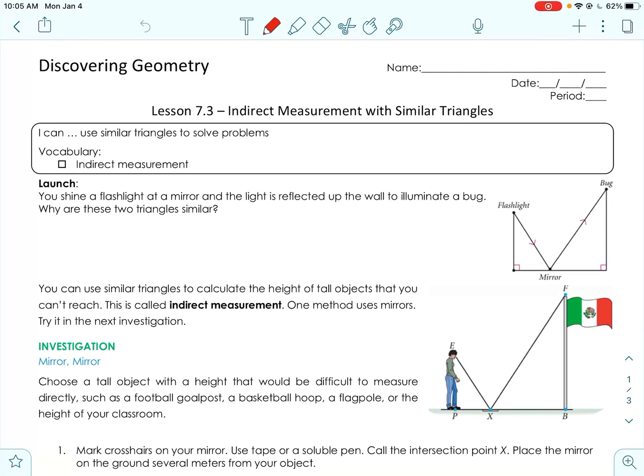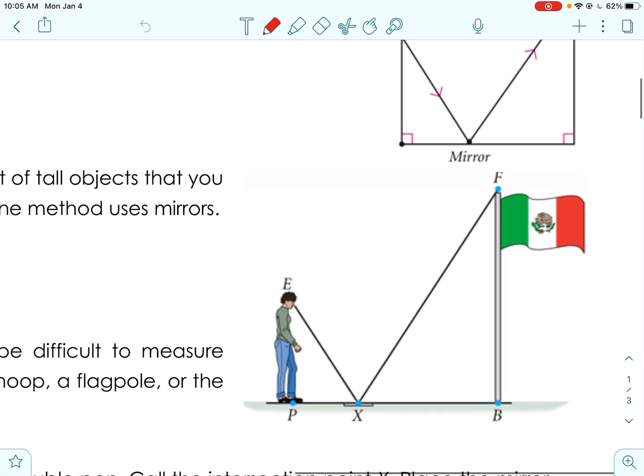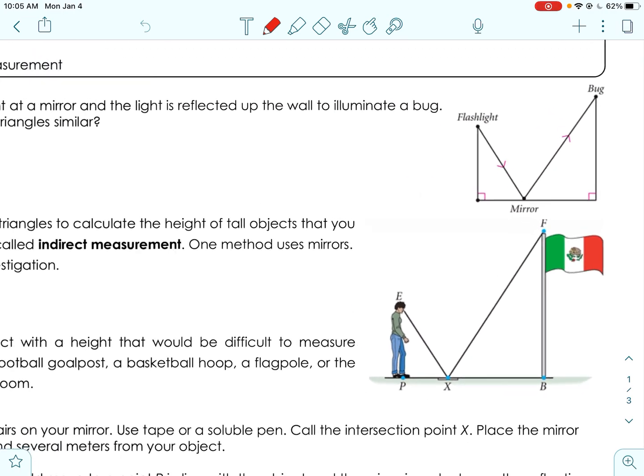What we're going to look at in this video is how to come up with measurements for similar triangles using what we call indirect measurements, meaning we cannot actually go and measure, in this case, a flagpole. It's too tall for us to measure.